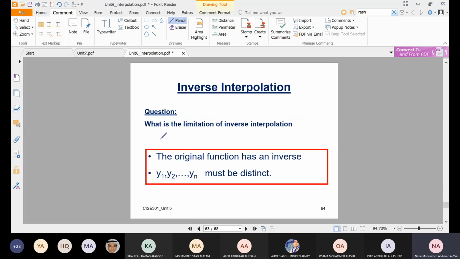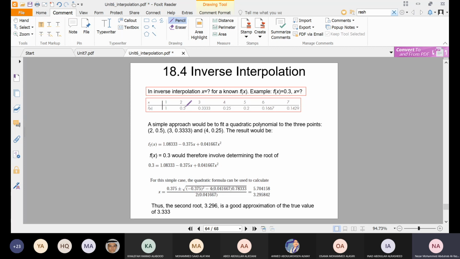Okay, so the question: what is the limitation of the inverse polynomial? The original function must have an inverse, and y1 and y2 must be distinct. Okay, so this is usually a solution or one of the traditional questions that we have. If we have this table of data, we use it and compute this polynomial.